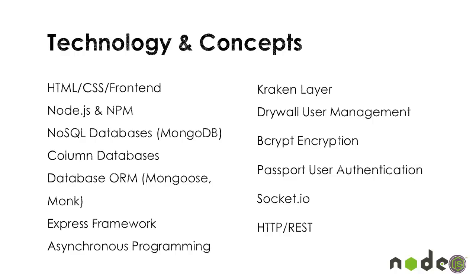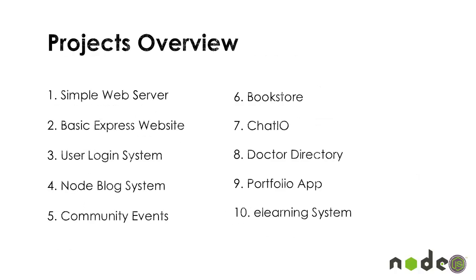Kraken is a framework or a layer that sits on top of Express that gives us a lot of additional options. Drywall, which is a user management system to take care of logins and registrations, uses bcrypt encryption for password encryption. We'll be using a module called Passport for user authentication. Socket.io, which is really interesting. We're going to get into WebSockets and things like that. And also HTTP requests and RESTful interfaces.